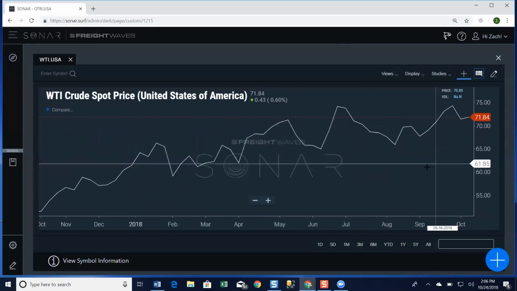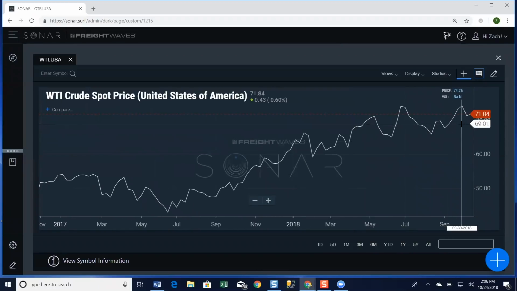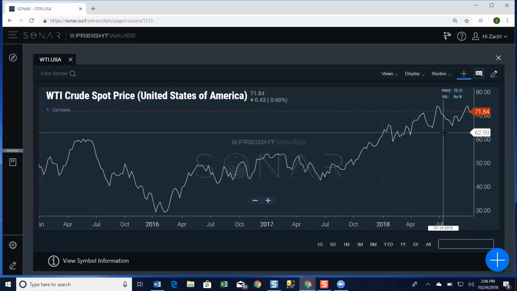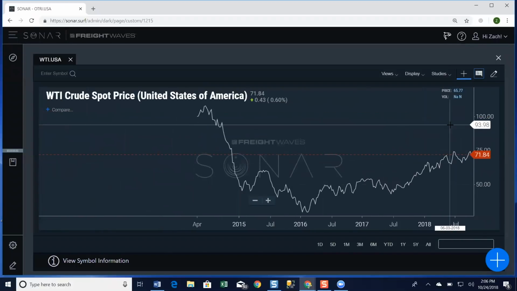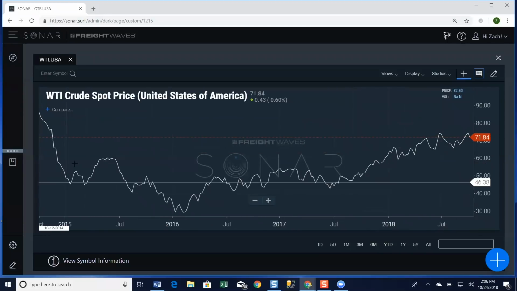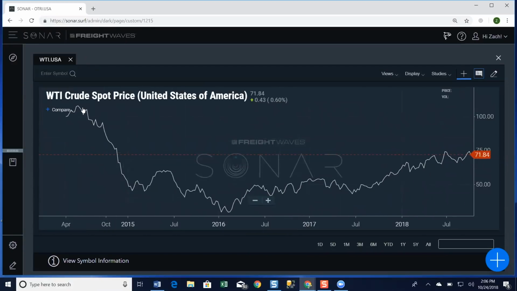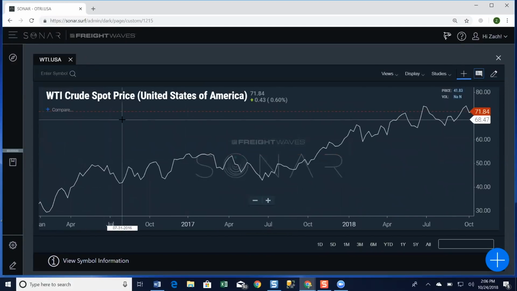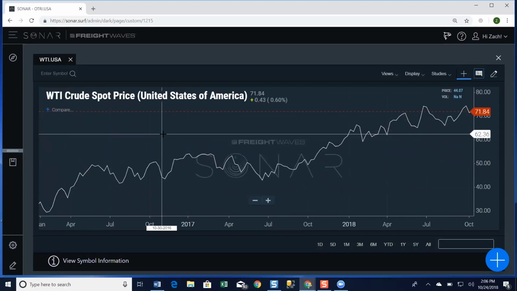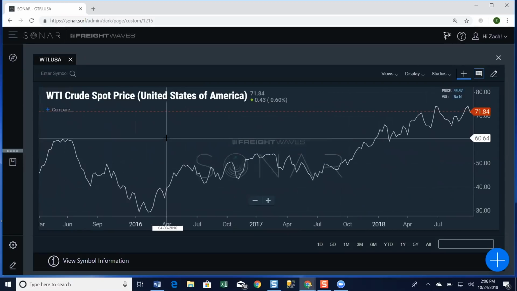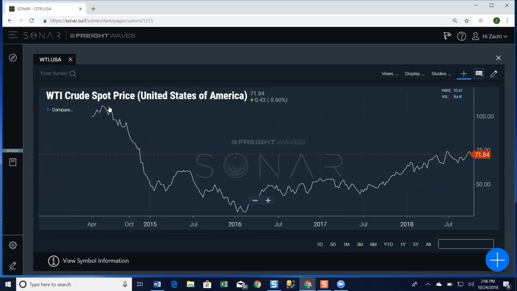WTI, it's the benchmark price, 71. It's been going up relatively quick. But again, you can go all the way back. I believe we have data at least till 2014. And if you go back any further, I think in 2008, it was actually at $130, something like that, a barrel. But we still got a ways to go.